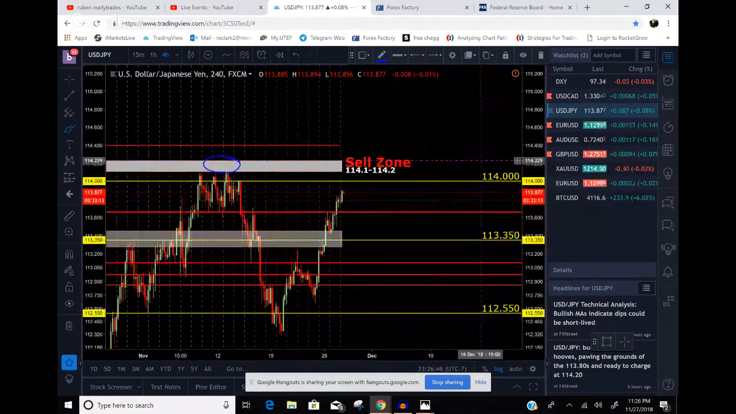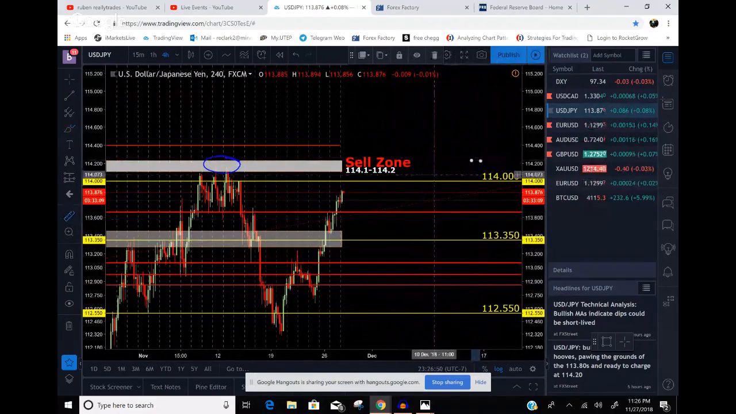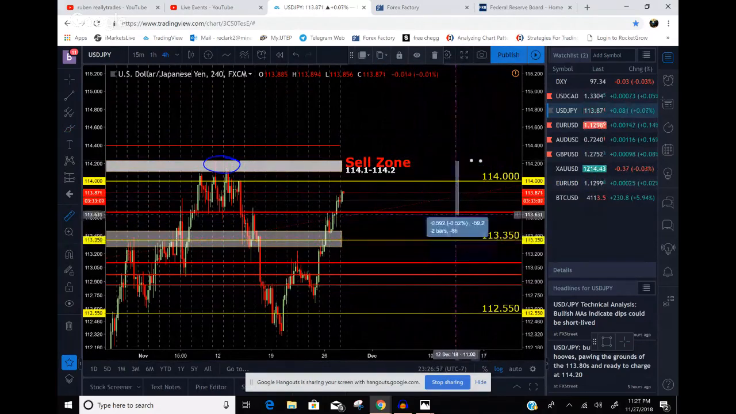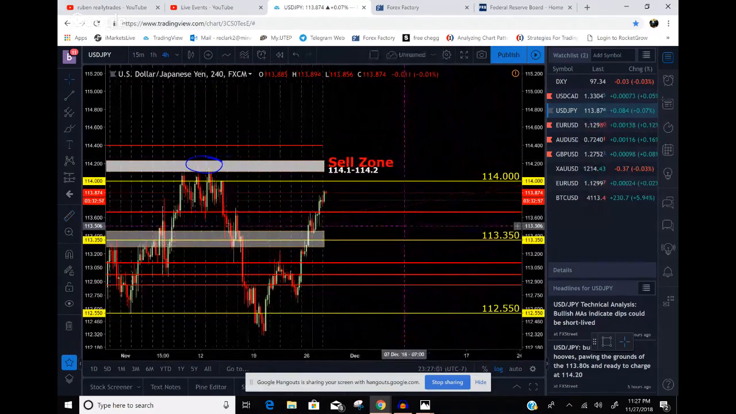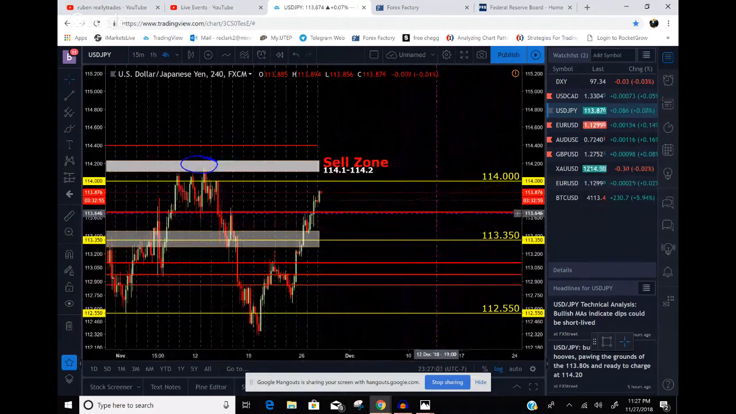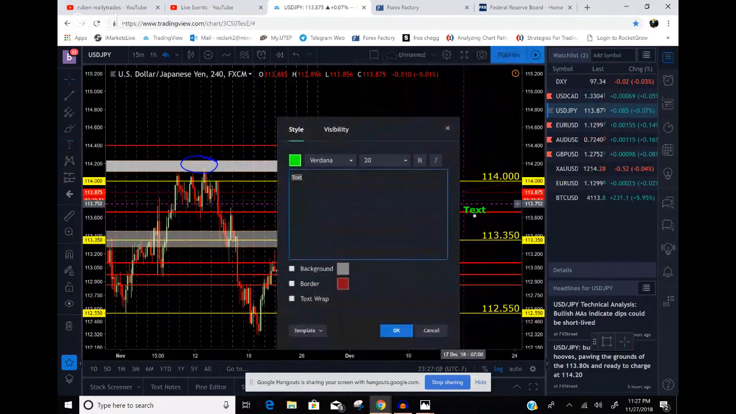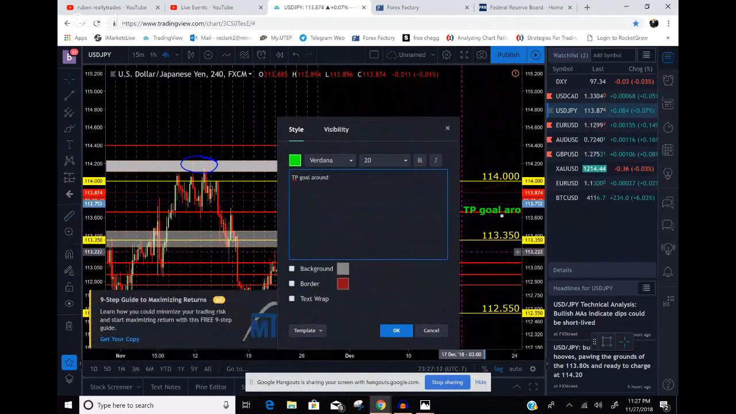If we jump in at the top of our box, right, to 113.3, that's a cool 86 pips. If we hop down to even our 113.67, that's a cool 30 pips. So probably just write that out here. TP goal around 113.67.